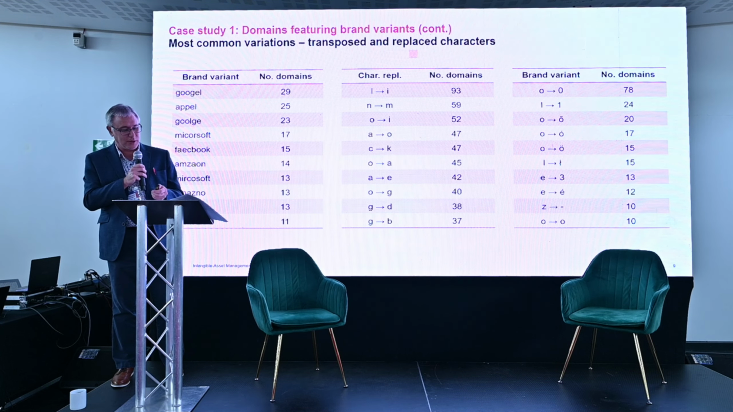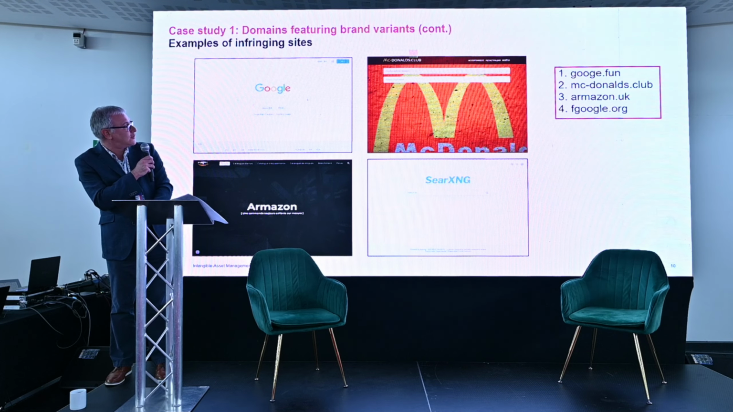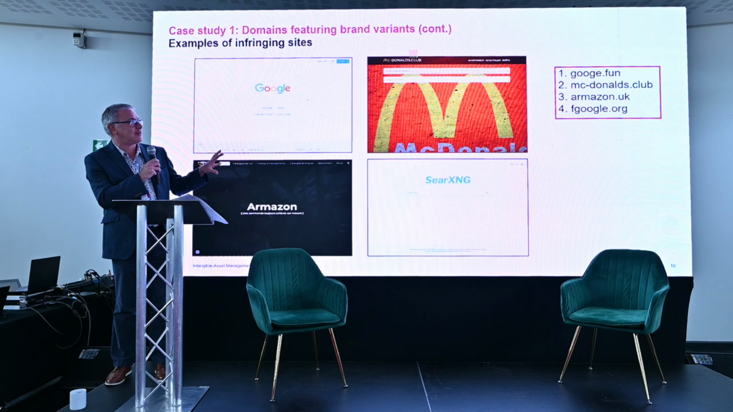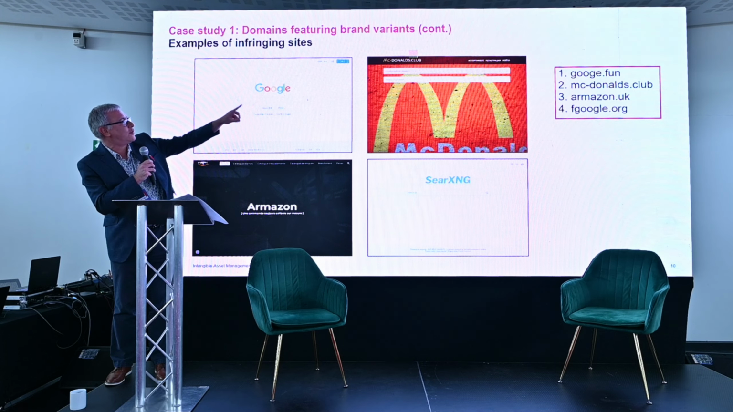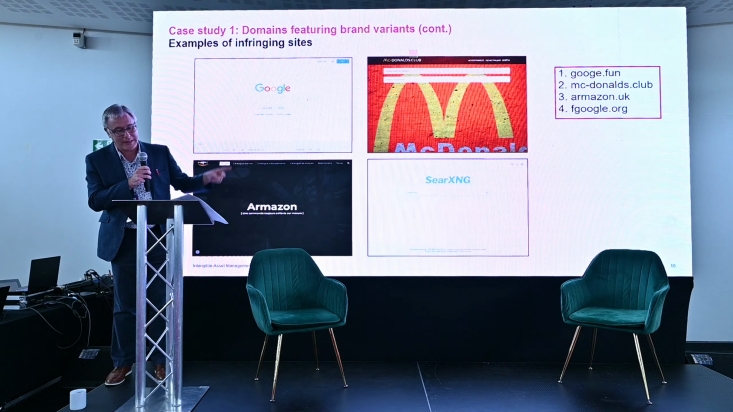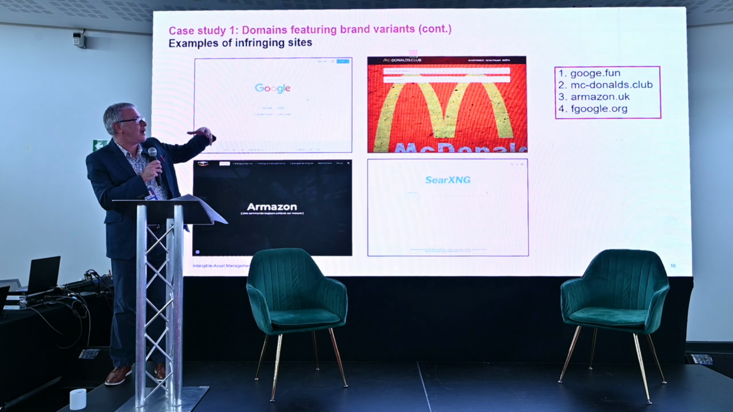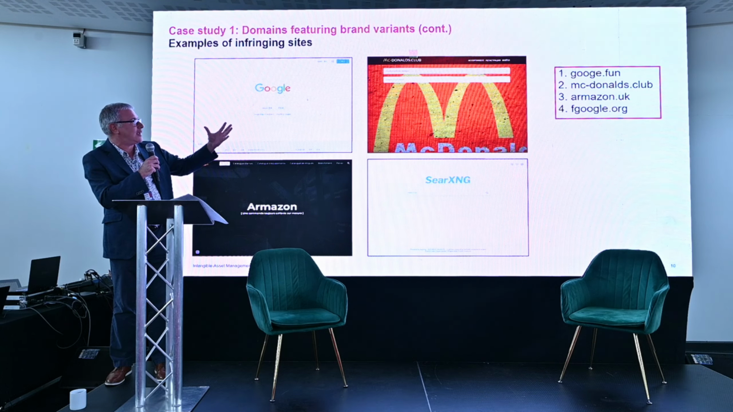What are these domains being used for? Well, predictably, a lot of them are being used for infringements. These are four examples of domain names that we found in this study containing mistyped or brand variants of the brands we were looking at. You can see four mistypes of Google, McDonald's, Amazon, and Google again, and the types of content that we were seeing. This first one is a lookalike site. It looks very much like Google, but it isn't Google. So potentially it's there to collect login details, or maybe send you to unauthorized content.